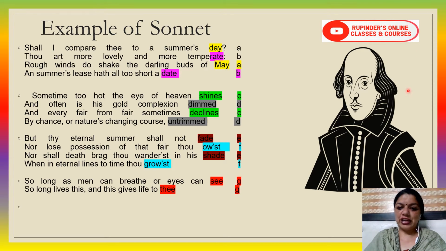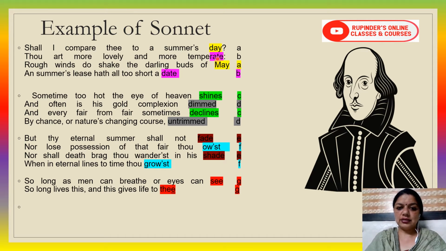So this is the great Bard of Avon, William Shakespeare. And this is an example of his sonnet. I have already written the rhyme scheme here: A, B, A, B, C, D, C, D, E, F, E, F, G, G. So just look at the last words of every line.